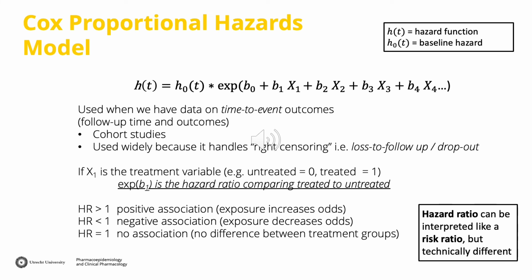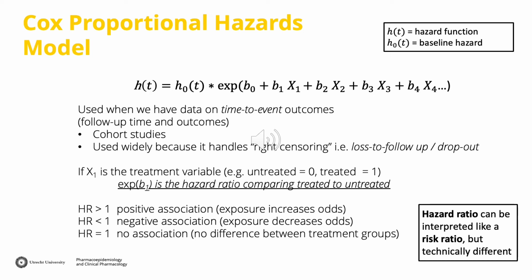Another really common statistical model that you're going to encounter in a lot of different pharmacoepi studies is the Cox proportional hazards model. So all you need to know is this model is used when you have information on a time to event. So you have time to event outcomes, so time to myocardial infarction. And typically you use a Cox proportional hazards model when you are conducting a cohort study.